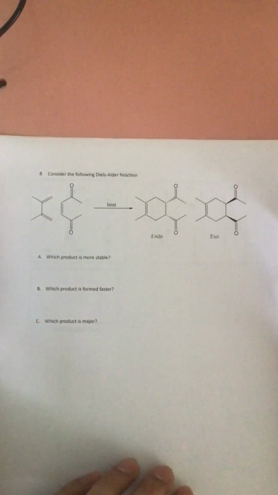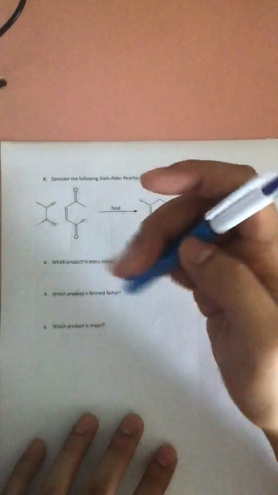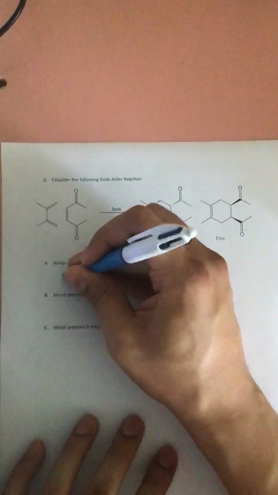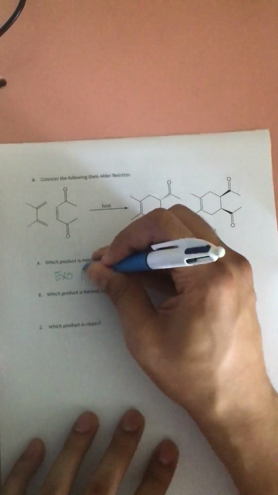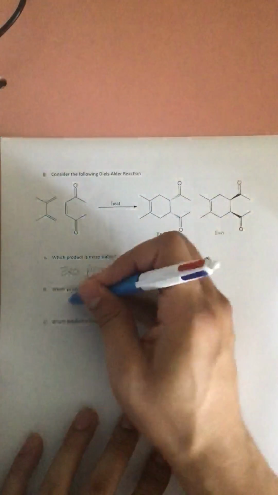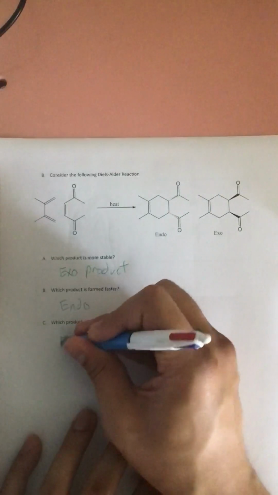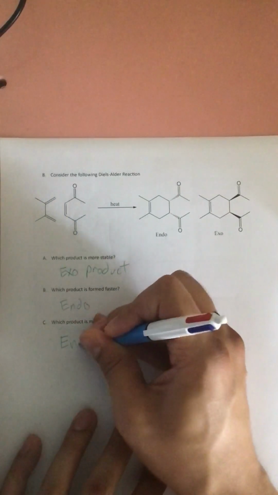All right, consider the following Diels-Alder. Which product is more stable? That's going to be the exo. Which product is formed faster? That's the endo. Which product is major? That's also going to be endo. Just some basic Diels-Alder stuff you should know how to do.